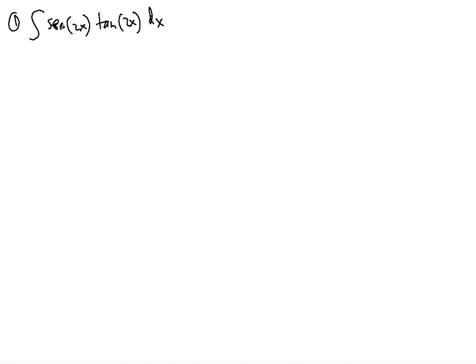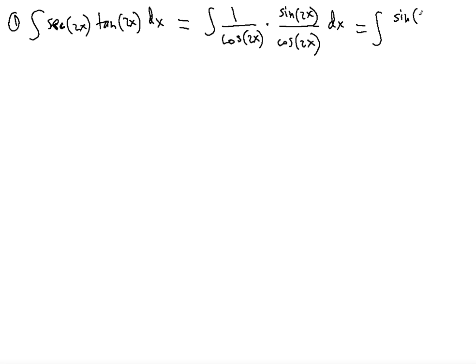So now, all you can do is pretty much rewrite the secant in terms of cosine. So you will get cosine of 2x multiplied by sine 2x over cosine 2x dx. So that will lead you to sine 2x divided by cosine of 2x squared dx. Okay, so now you can use the u substitution.